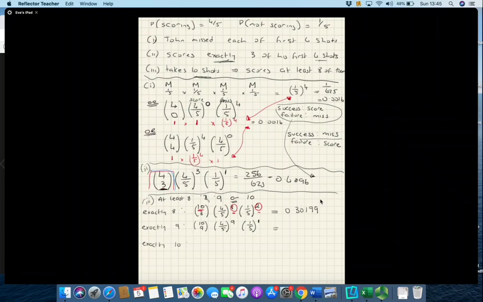So 10 choose 9, 4/5 to the power of 9 by a 5th, and I'm getting 0.2684. Score exactly 10 is 10 choose 10. So out of the 10 shots, I want to score all 10. So I have 4/5 to the power of 10, and I want to miss none of them. Okay, so 10 choose 10 is 1, 1/5 to the power of 0 is 1, so really it's just 4/5 to the power of 10 in this case.